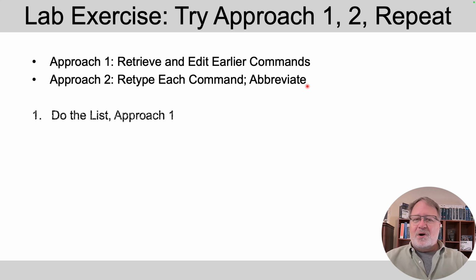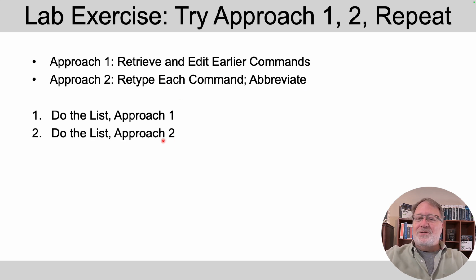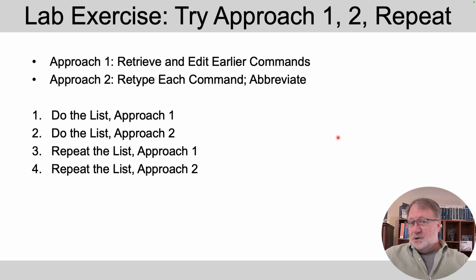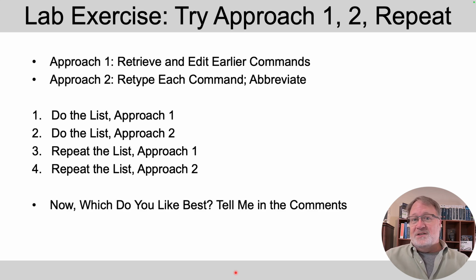So I've set up a process for you. I want you to do that list of 6 commands with the first approach, retrieve and edit, and then do the same list of commands with approach 2. That is, retype each command, but you can abbreviate them as much as you can figure out how to abbreviate them. And then do another round with each approach, because you're going to be getting better at this skill the more you practice. And then just take a moment to sit back and think, which do you like better at this point? And that may change over time for you or depending on what you're doing. And you can even pop a message to me in the comments and say, hey, I'd like command retrieval better, or hey, I really just like typing the abbreviated commands in better. I'd be curious to know.